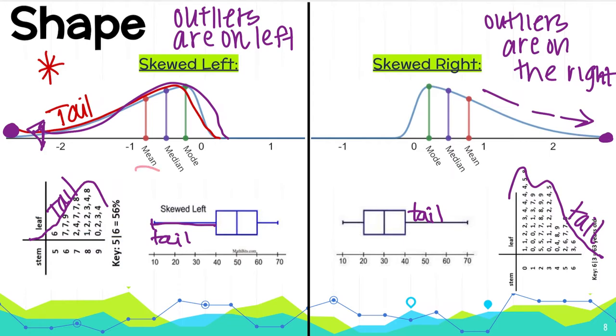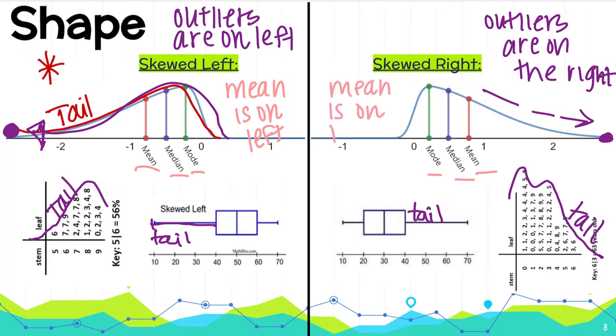when we're skewed left, our mean and our median look very different. Our mean is on the left of the median if we're skewed left, because that outlier affects the mean and pulls it to the left of the median. And if we're skewed right, our mean is on the right of the median, because that outlier is pulling the average, or pulling the mean, farther away from the middle.